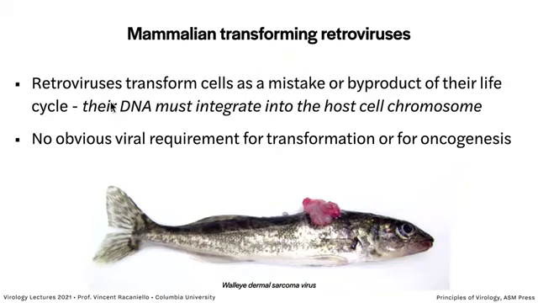As you can see, these retroviruses transform cells. It's really a mistake because their DNA has to integrate. It has to integrate in order for virus to reproduce. But sometimes it integrates next to an oncogene, and that's what leads to transformation and eventually cancer. So transformation and cancer formation is not needed for the replication of these retroviruses. So there's no obvious requirement for transformation or for oncogenesis in the reproduction of most retroviruses, with the exception of walleye dermal sarcoma virus.